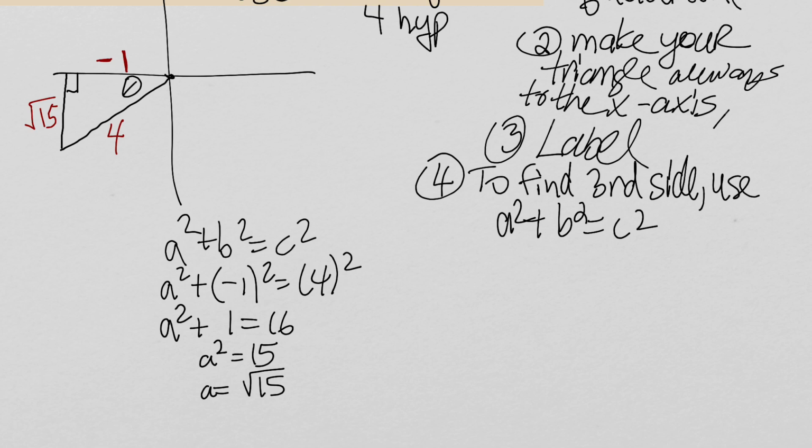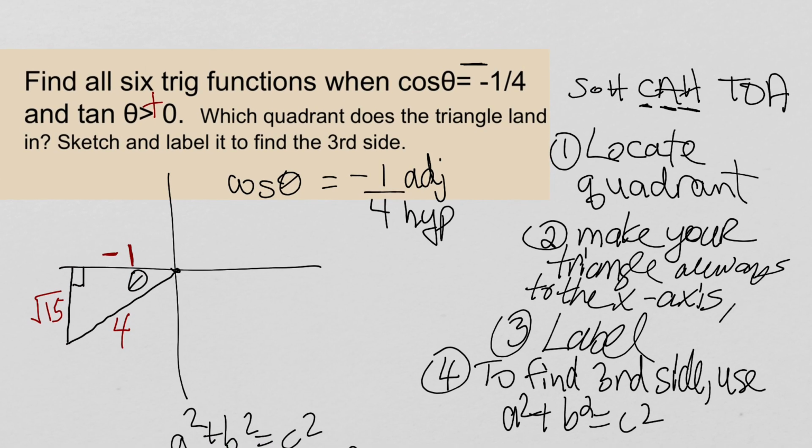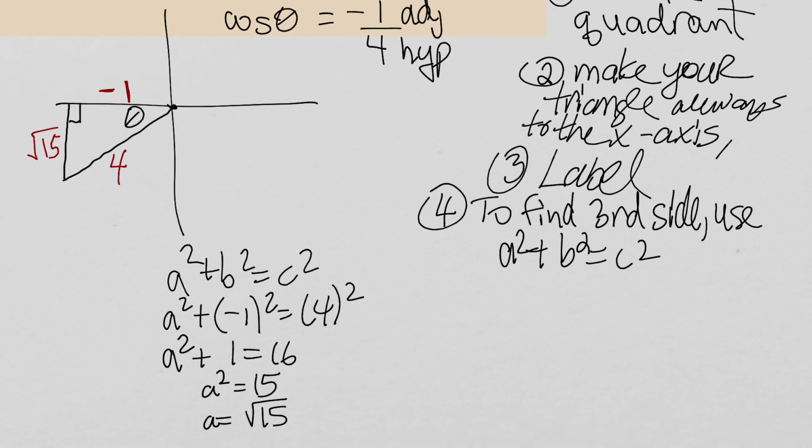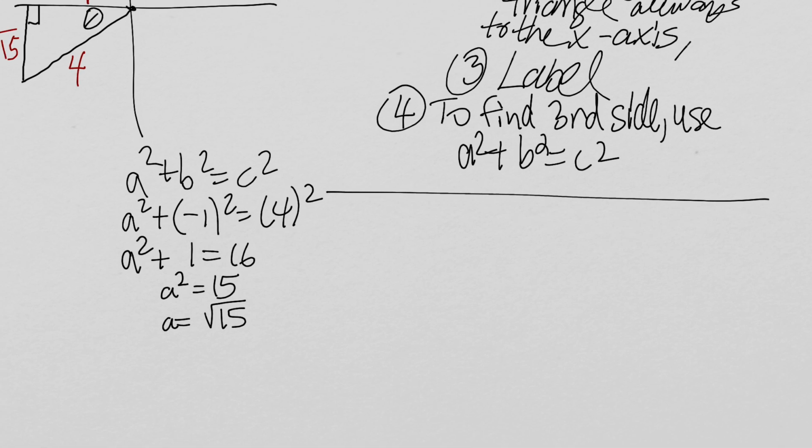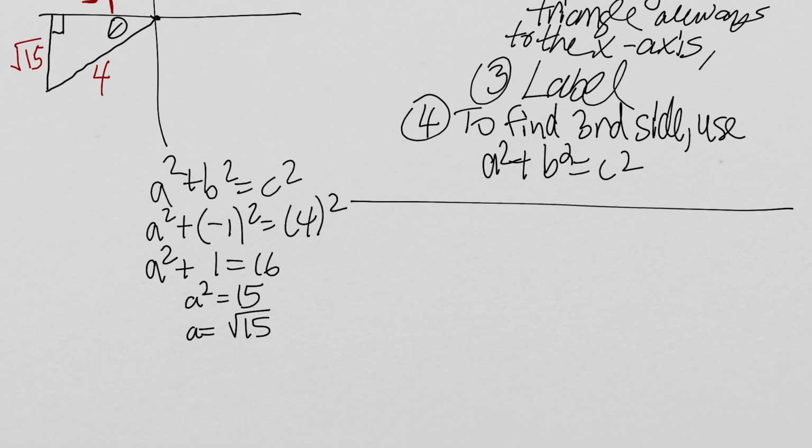All right, the question says find all 6 trig functions. Well, we already have number 1. We have cosine, -1/4, right? So let's set up a nice little thing here. Oops, let's be able to see that triangle. So we got cosine, which was given. Let's get the reciprocal, because that's easy enough. I'm just going to flip that around. So that would be -4.